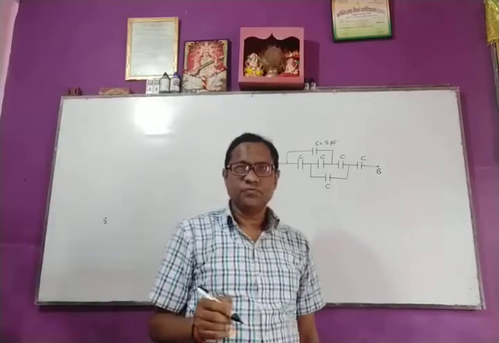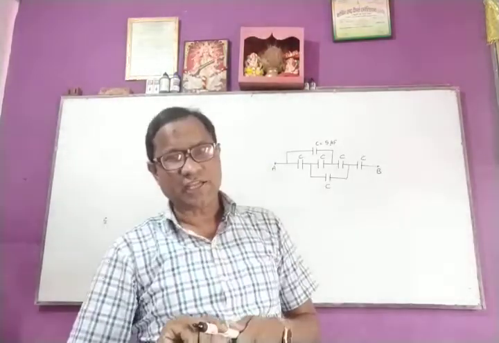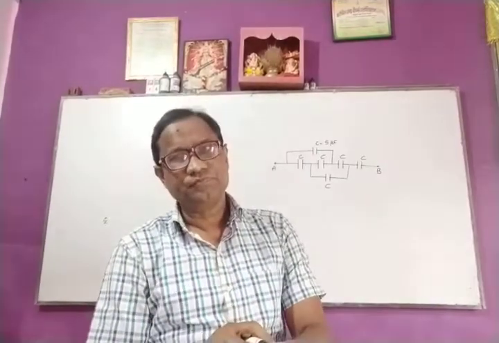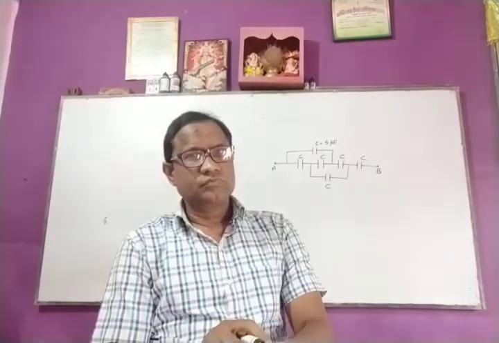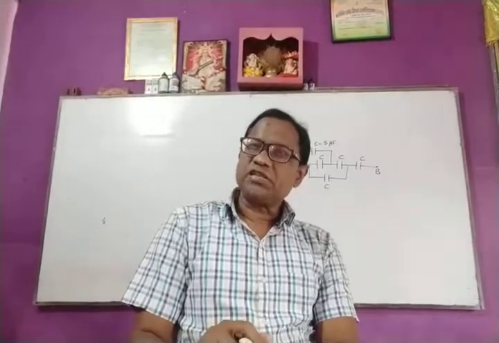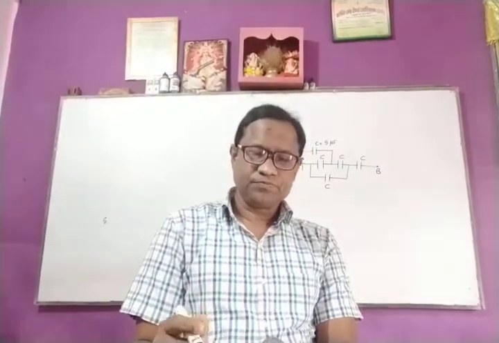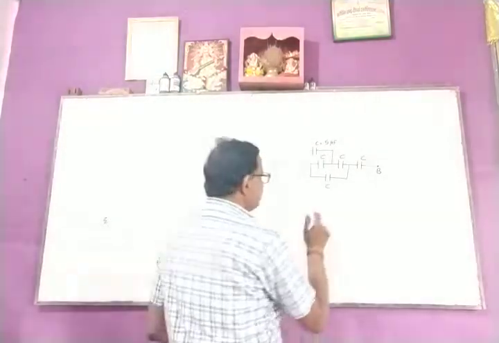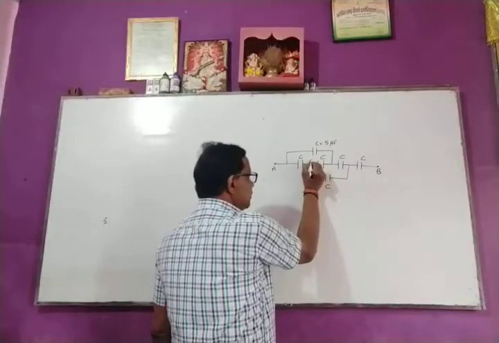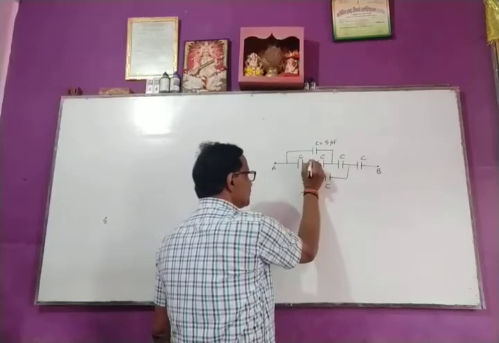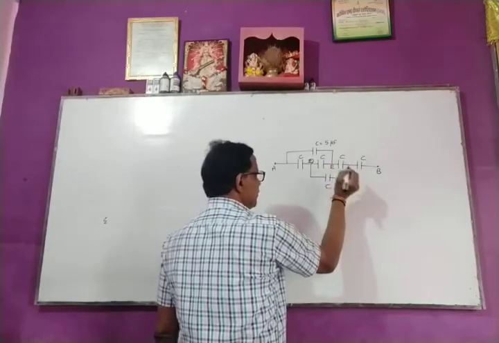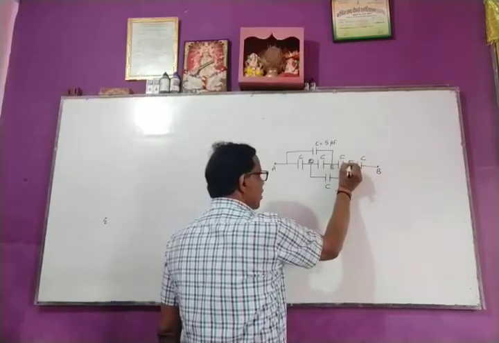Calculate the equivalent capacitance between points A and B. In such an arrangement of capacitors, at first imagine another point D, this point E, this point F.